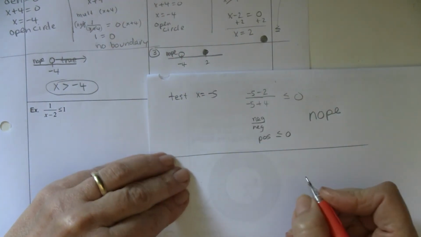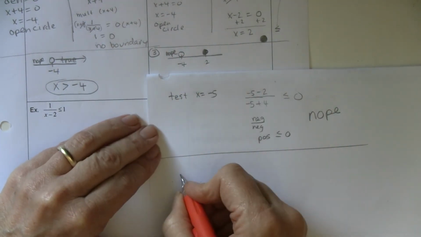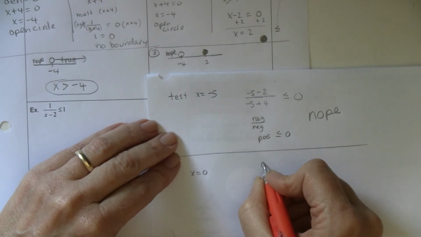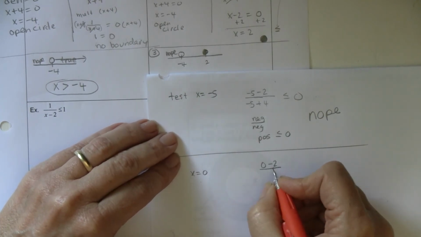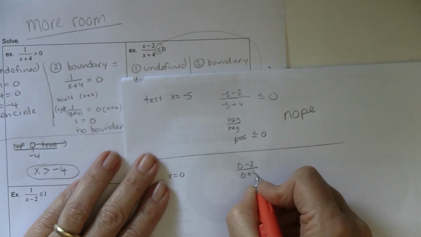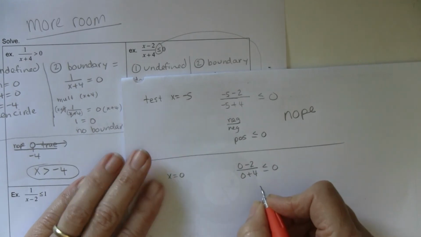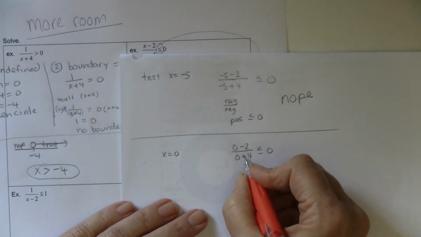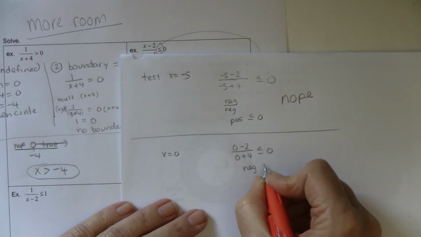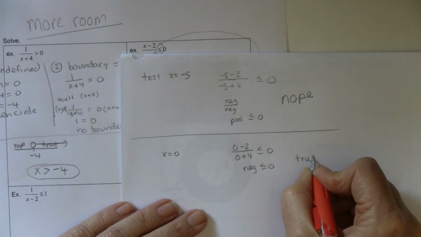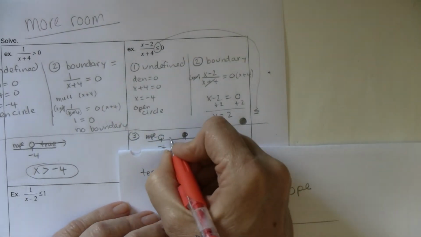And then in between, I might test x is 0. Happens to go in between there. So this would be 0 minus 2, because remember it was back in the original x minus 2, over 0 plus 4 is less than 0. And all I care about is the sign on this. So a negative divided by a positive is a negative. Is a negative smaller than 0? And the answer is, yeah, true. It is. So this region in between was true.